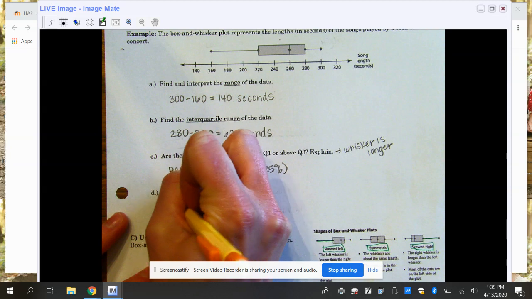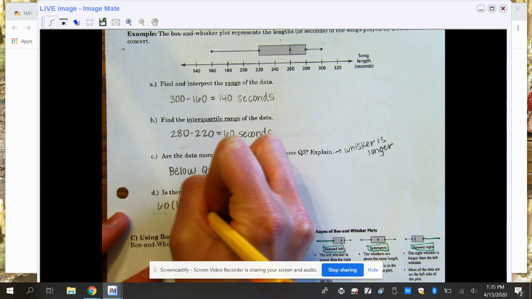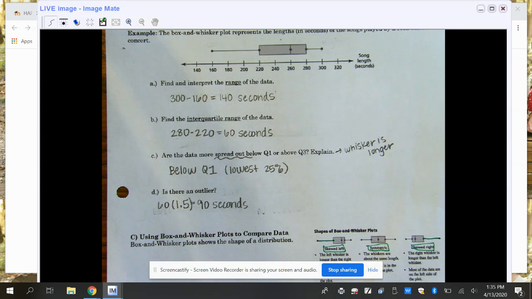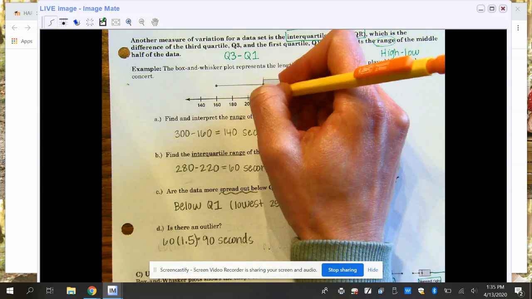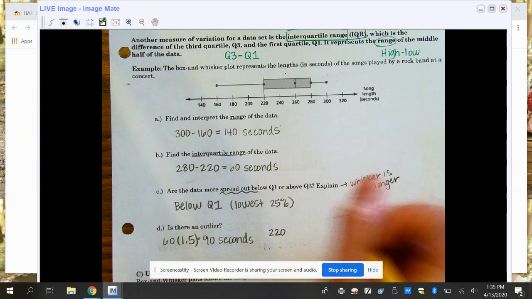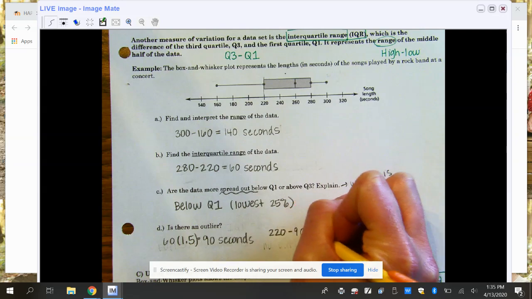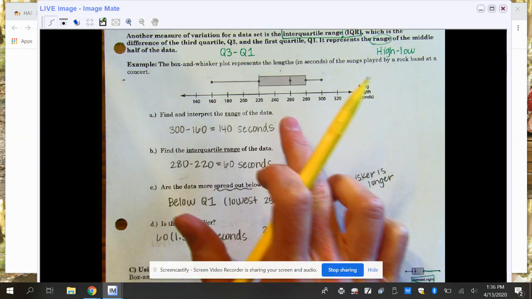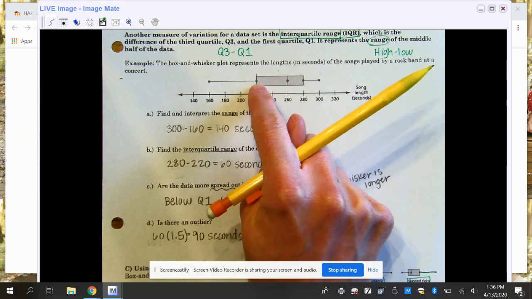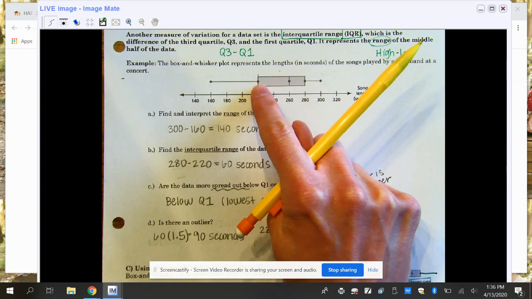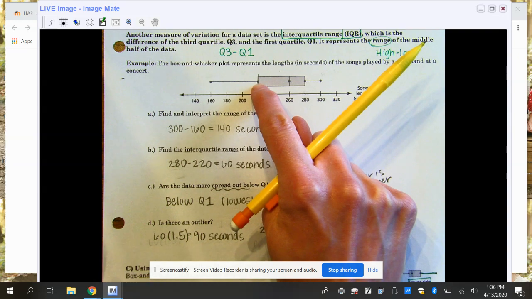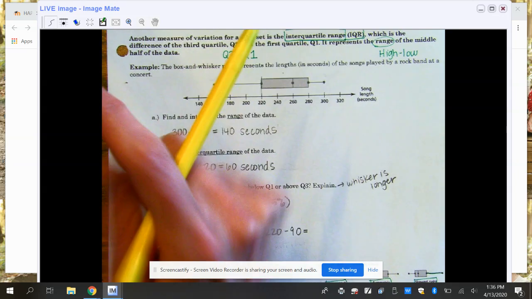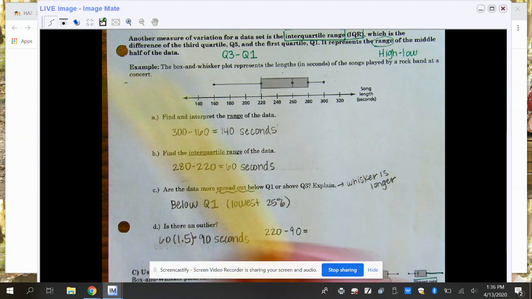Okay. All right, so when we take 60 times 1.5, we get 90 seconds. Okay, so now what we do is we go back to Q1, which was 220. So if I subtract 90, because I'm working backwards here, so kind of instead of an equation, I'll just explain this in words. And so if there is a song that's 90 seconds or more shorter than this one, so if it's over here somewhere, that would be considered an outlier.